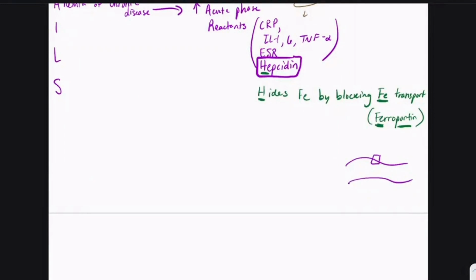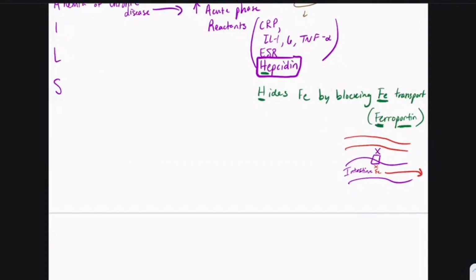And so if your hepcidin is going to block that, now you can't actually uptake the iron. All right, and so now you can't absorb the iron. So here's your GI tract, we'll say this is your intestine. And where do you want the iron to get? You want it to get through here into your bloodstream, right? But if your iron is just floating around in your intestine, you can't uptake it because the hepcidin blocked that transporter. All right, so now you just basically poop out your iron.